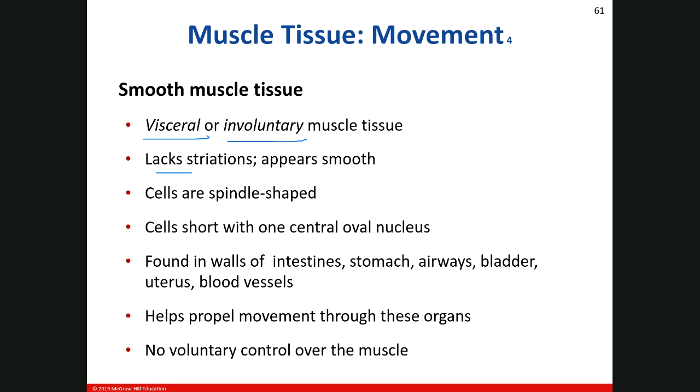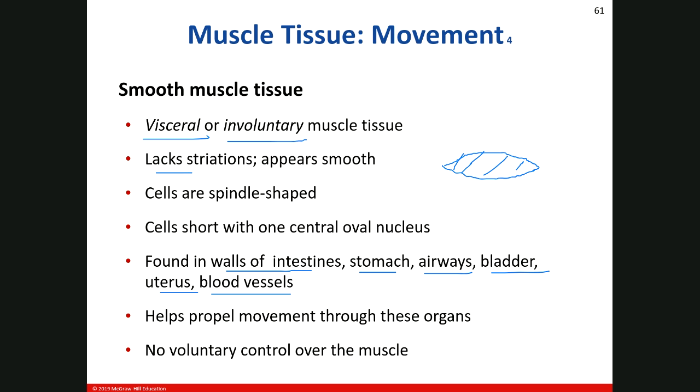It's smooth. This cell kind of looks like a football, almost like a fibroblast. We call it spindle shaped. But when you look at it, it looks like someone took a towel and wrung it out. When you twist the towel, the middle of the towel gets big and thick, and that's what this looks like here. Real easy, it's only got one nucleus and it usually sits right in the middle. Look at this list of where we find it: walls of the intestines, stomach, airways, bladder, uterus, blood vessels. It's all over the place, right? So it only makes sense that we call it visceral muscle tissue because it's found in all these different viscera.